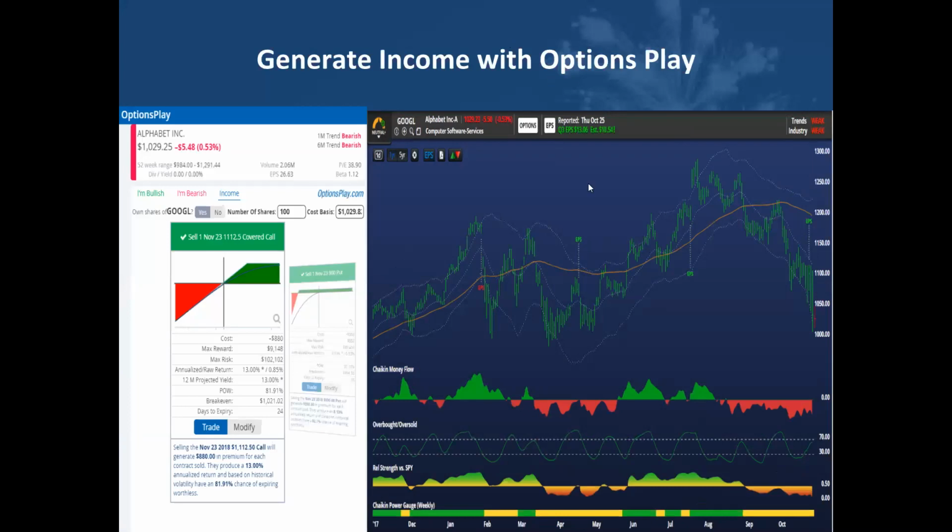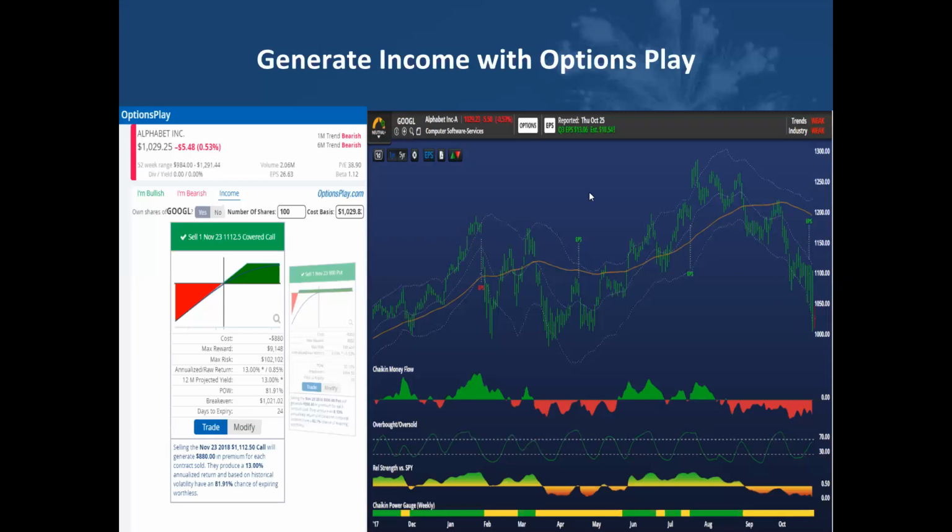Obviously, Google is a name we all know. It's a widely owned name, and a lot of people own Google because they plan to own it for the long haul. However, you can see that Google can be volatile. It was recently close to $1,300, and it subsequently traded down to $1,000.